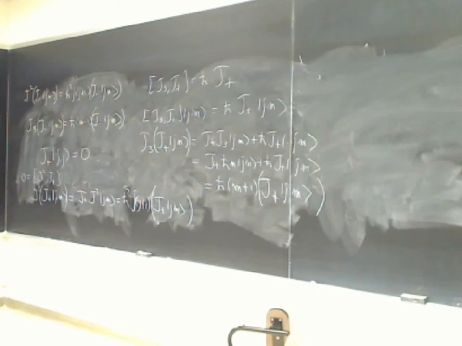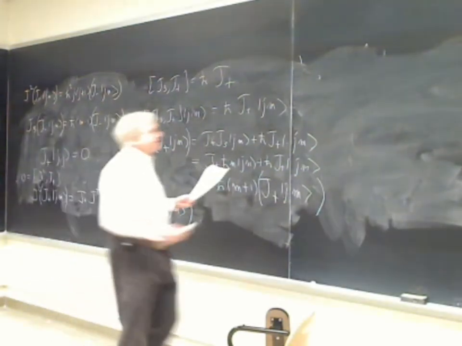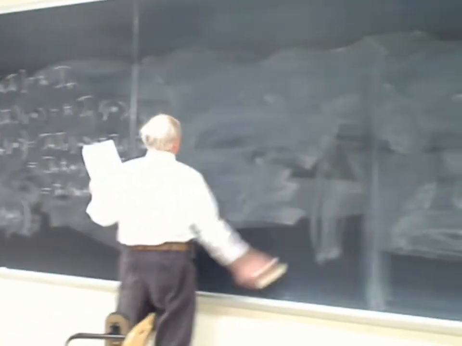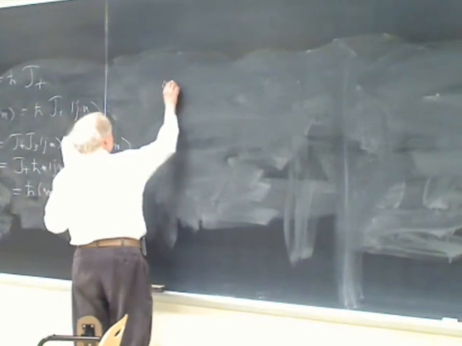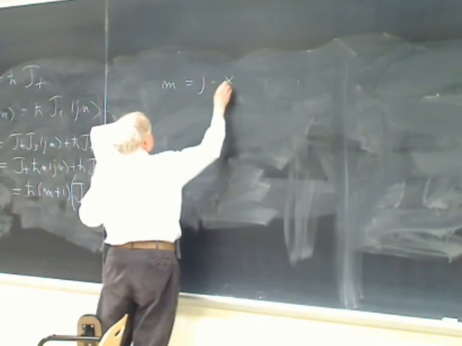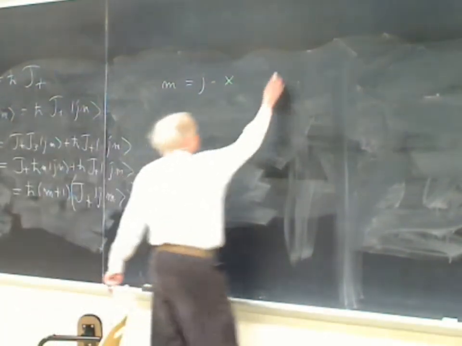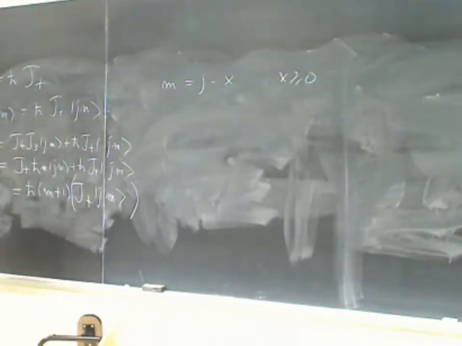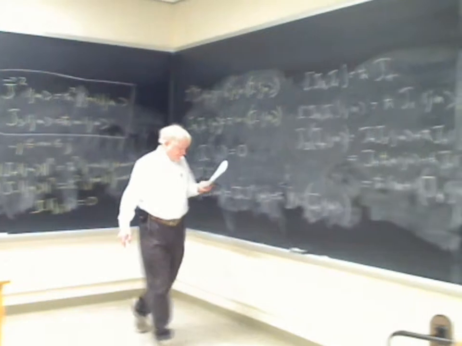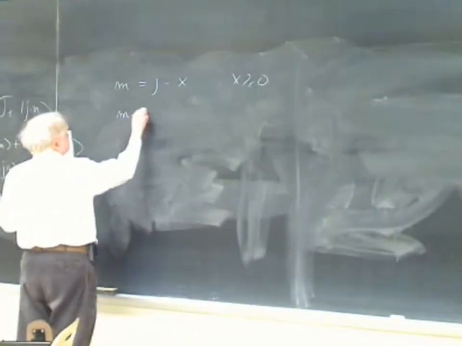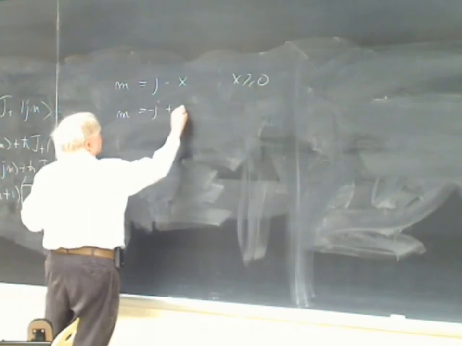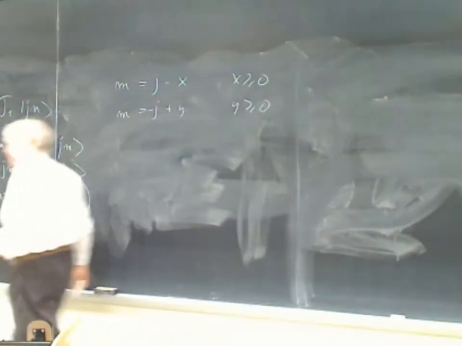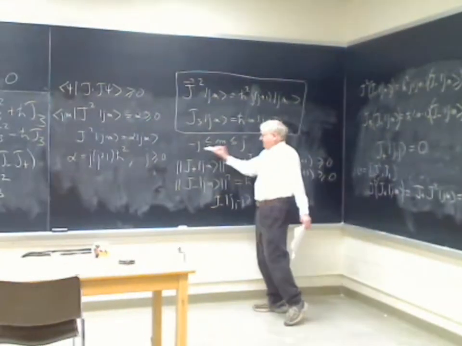Okay, so now we've learned a lot about these states. And we're almost done. We know that M has to lie between minus J and J, and consequently, we can set M equal to J minus X, where X is non-negative. That will satisfy this relation. And we can say M is equal to minus J plus Y, so Y is greater than or equal to 0. And that gives us this relation.